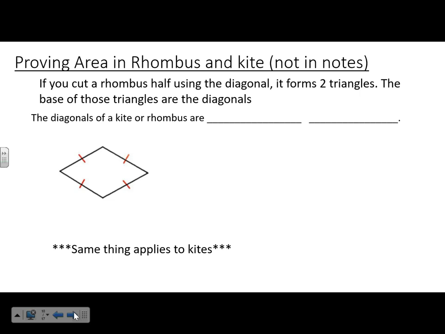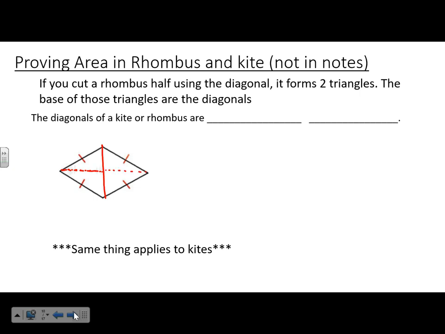So if I just take this rhombus right here, and again, we'll discuss what a rhombus is, if I cut that in half like that, it forms two triangles. So I want to know the base and the height of those triangles. If I have the base and the height, then I can figure this one out. So the height of this one, if we just look at this triangle, is the other diagonal, but it's only half of it. The other half is over here.